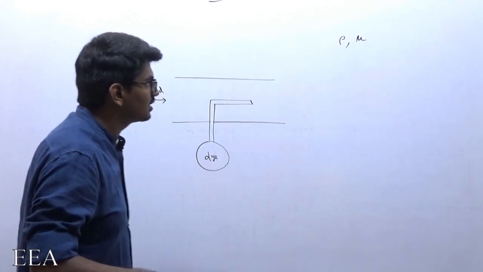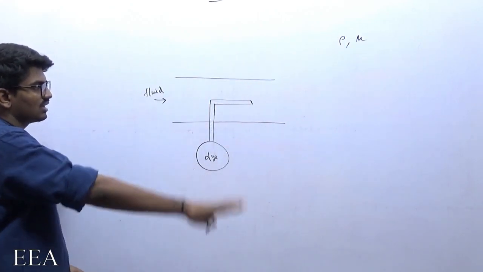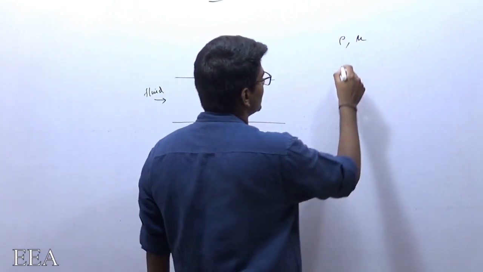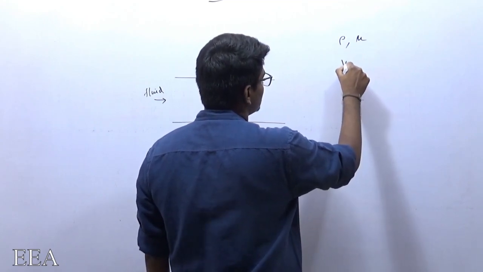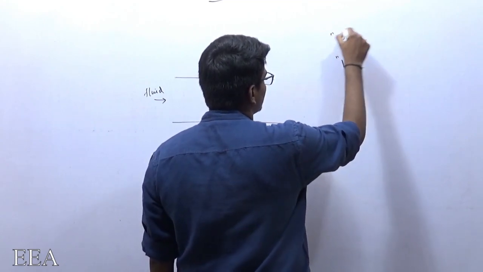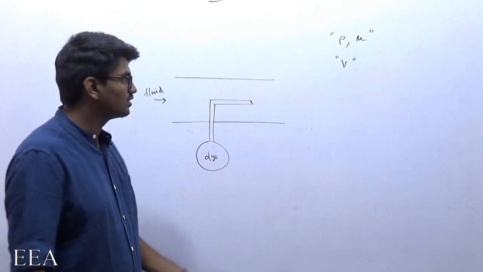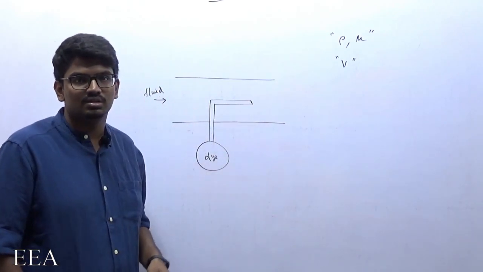In addition to that, the fluid which I am sending, I am going to send at different velocities. Maybe at some point I will be sending it at 5 meters per second, then 10 meters per second, then 20 meters per second. So I will be changing the velocity of the fluid also.